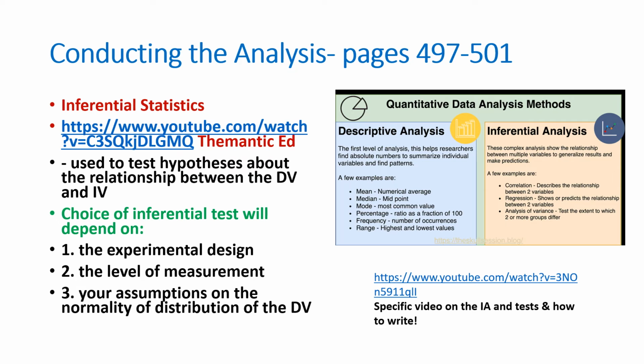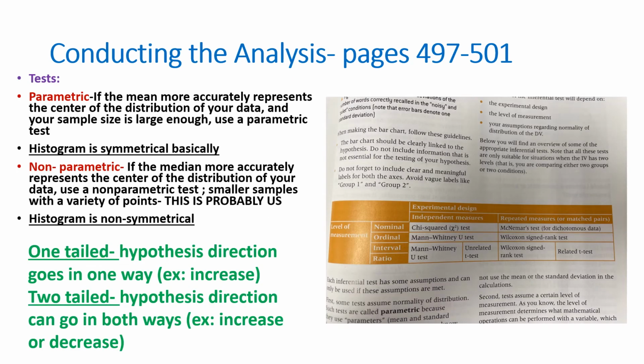But inferential statistics are going to be based on your experimental design, if you had independent measures or repeated measures and so forth, and the level of measurement. So what kind of data that you have, okay? And it's going to tell us whether or not our numbers were significant. If it was significant, then you're going to be able to say that you could probably prove your research hypothesis and reject the null hypothesis.